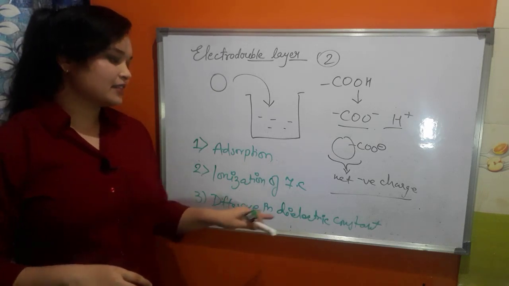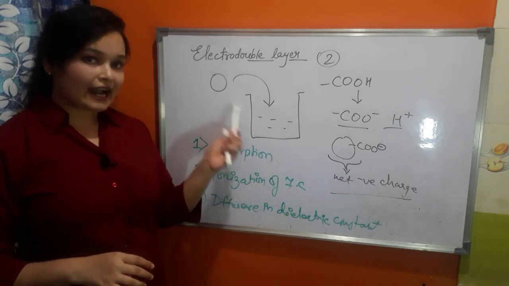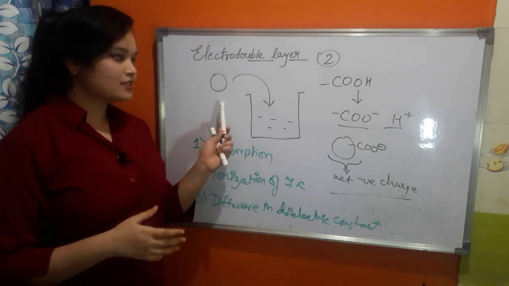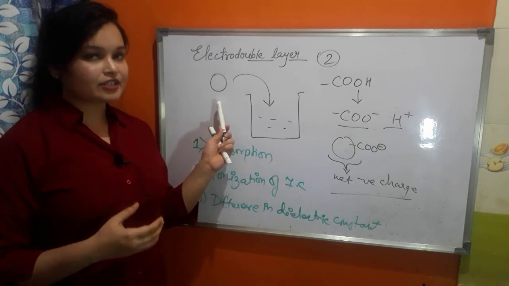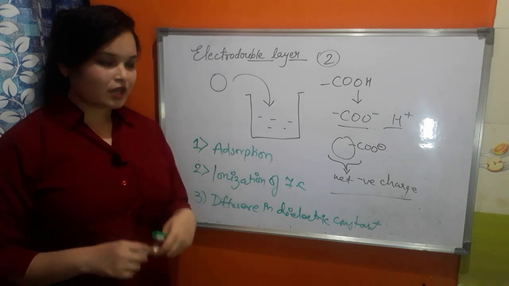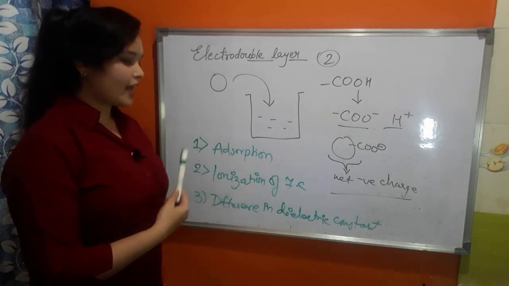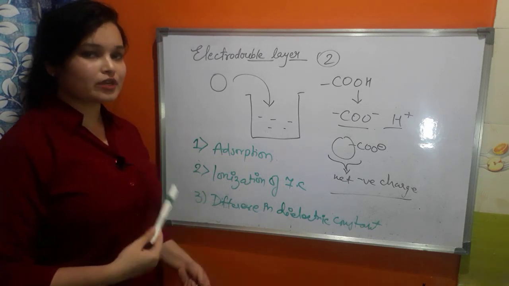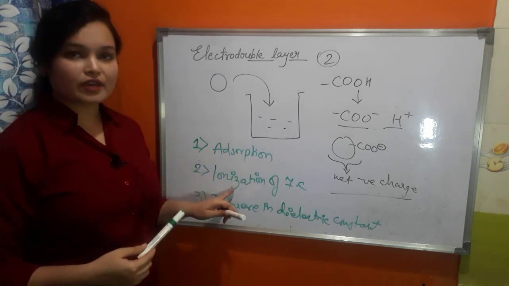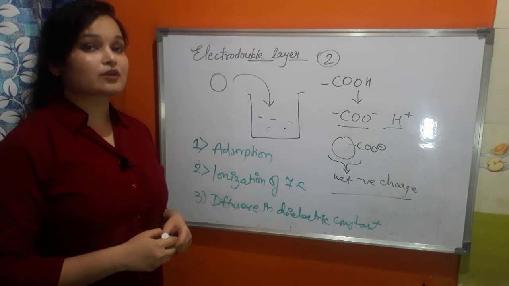Third one is difference in dielectric constant. We know that the particle and the solvent as well have their own dielectric constant. The difference in the values of these two will be imparting a charge on the particle. But here we are mainly seeing how adsorption and ionization of functional group will be doing their functions, how the particle will acquire charge through these two ways mainly. So let's proceed with the formation of electrodouble layer.